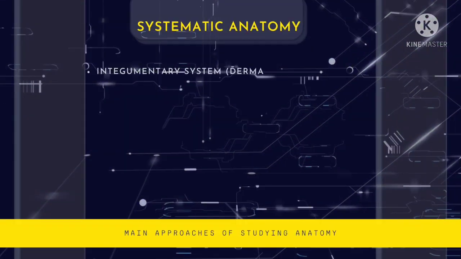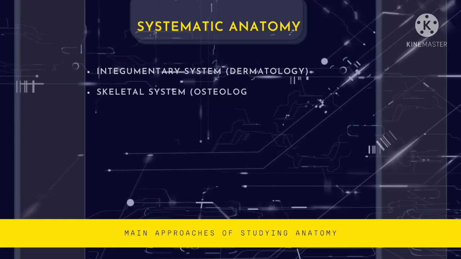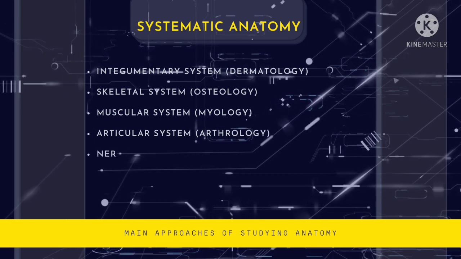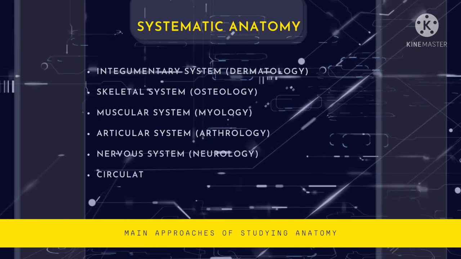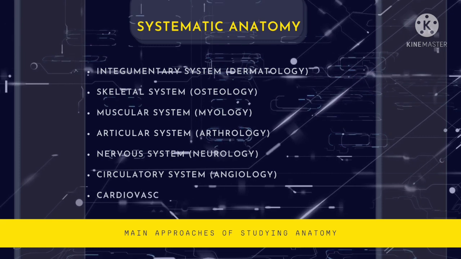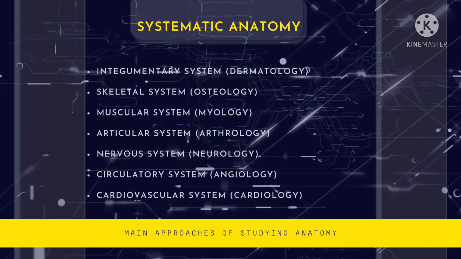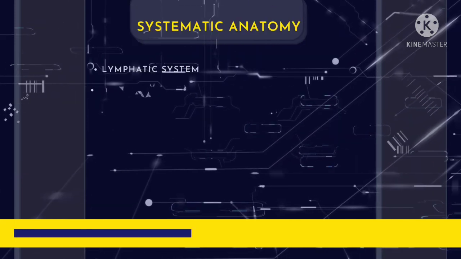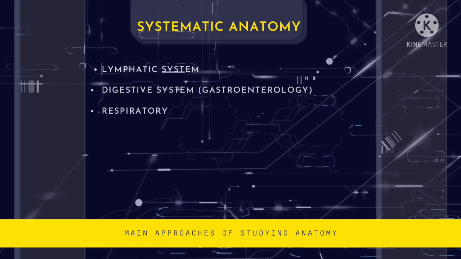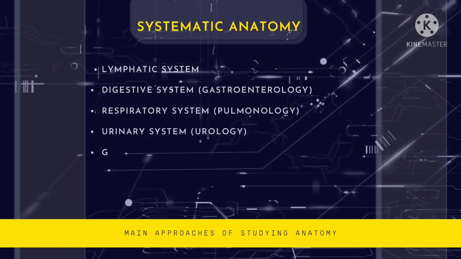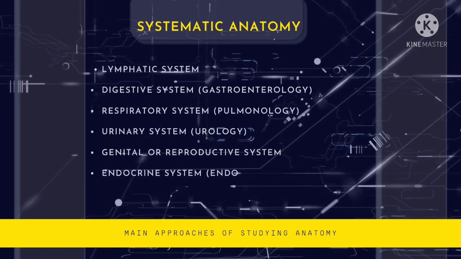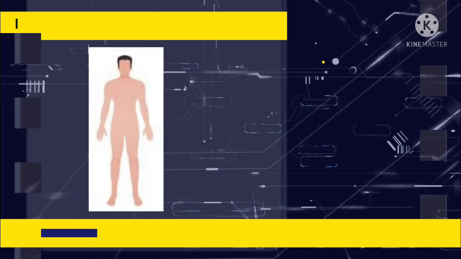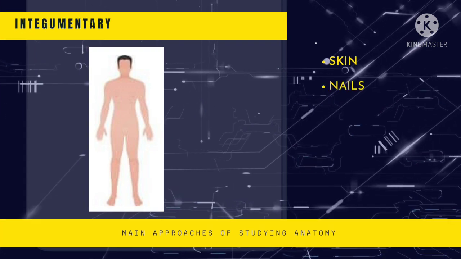Next is systemic anatomy. It sees the body as organized into organ systems like integumentary system, skeletal system, muscular system, articular system, nervous system, circulatory system, cardiovascular system, lymphatic system, digestive system, respiratory system, urinary system, genital or reproductive system, and endocrine system. So first is integumentary system.